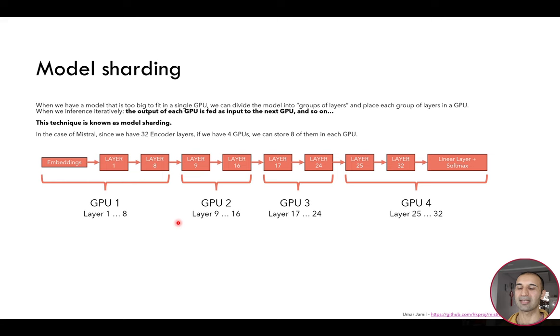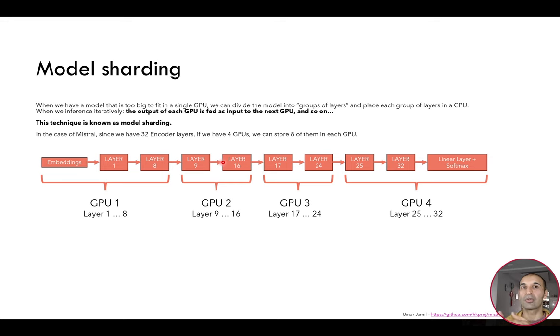The way we inference a model like this is as follows. We have our input, we convert it into embeddings, and we run it through the first 8 layers in the first GPU. The first GPU will produce an output, which will be the output of the 8th layer. We transfer this output to the second GPU, and we use it as input for the 9th layer. Then we run all this input through all the layers one after another until it arrives to the layer number 16, which will produce an output.